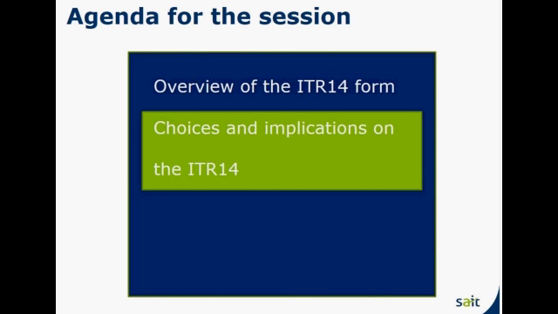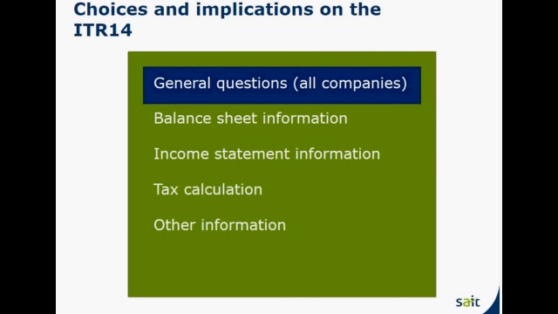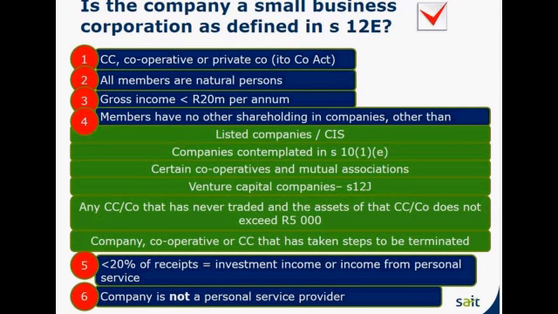Now, if you go through them one by one, the requirement is that in order for a company to be a small business corporation, it is a CC, so a close corporation, a cooperative or a private company. The requirement is that all the members of this entity must be natural persons. So the company can only have natural person shareholders, or members if it's a close corporation.